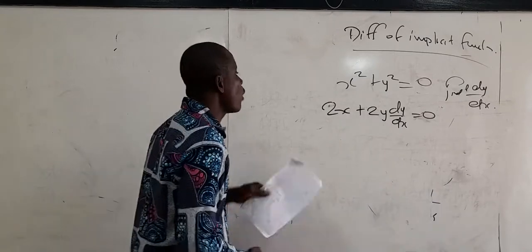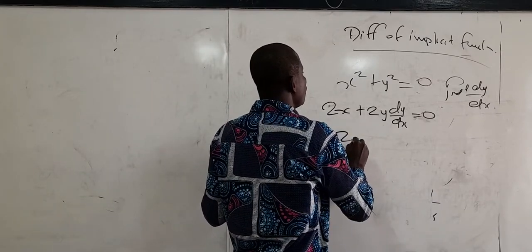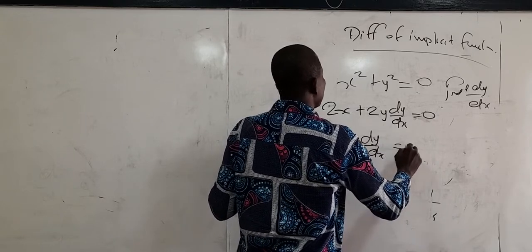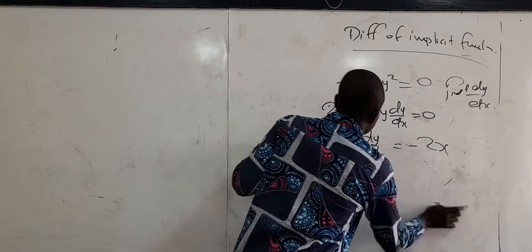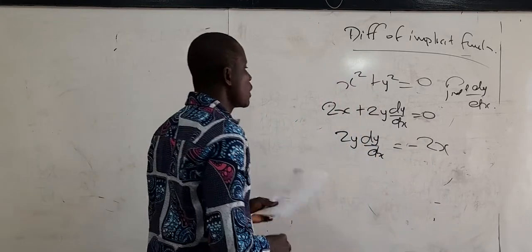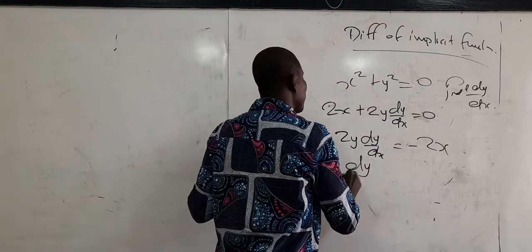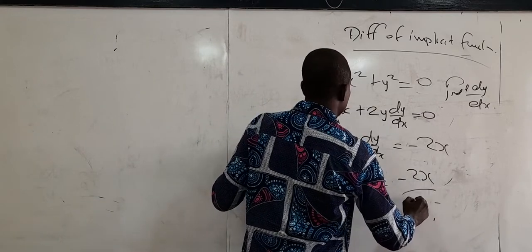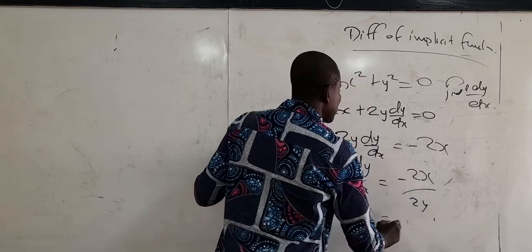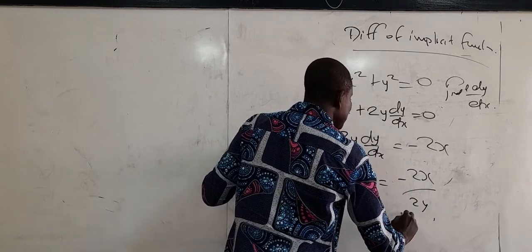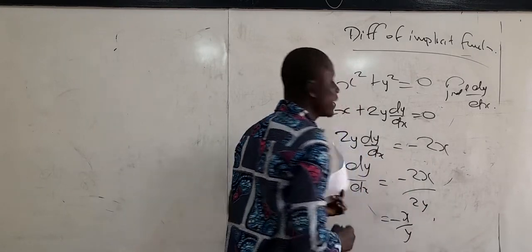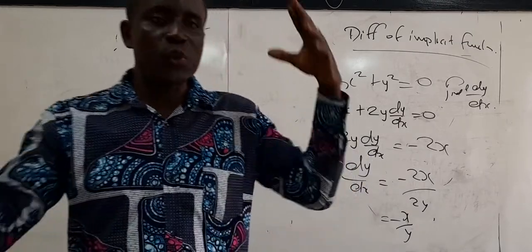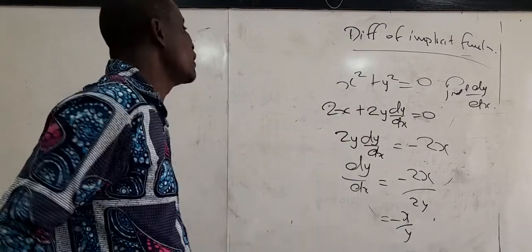Is that okay? Now over here, we have 2y dy/dx is equal to negative 2x. If I want dy/dx, it is negative 2x over 2y. The 2 cancels to give negative x over y. This is an implicit function, which confuses a lot of science students.